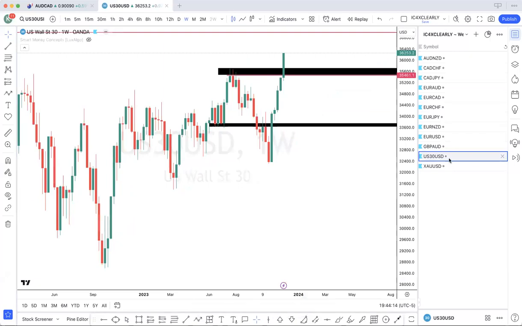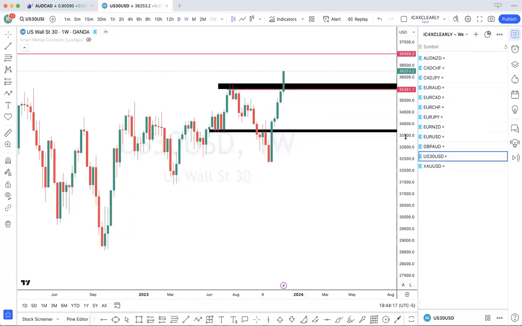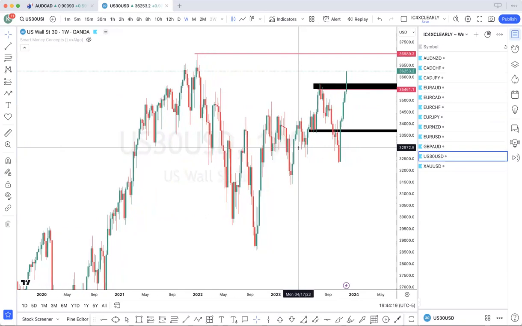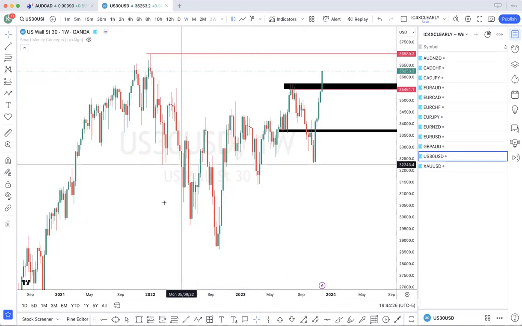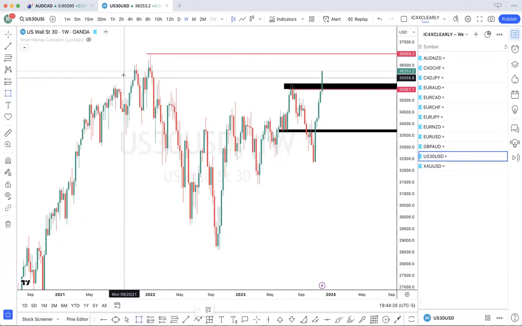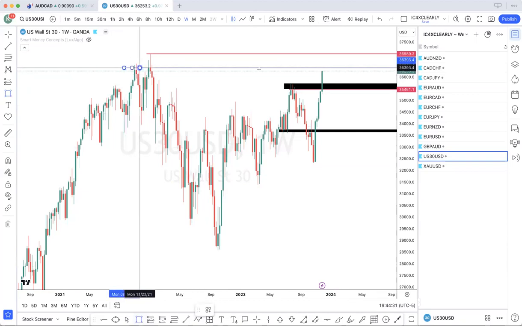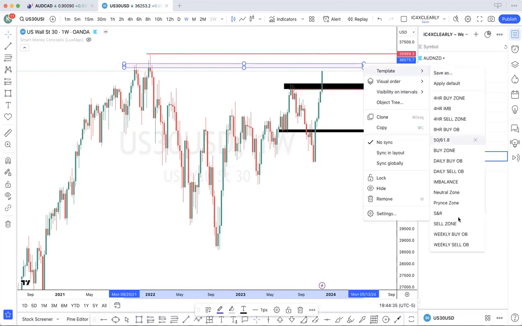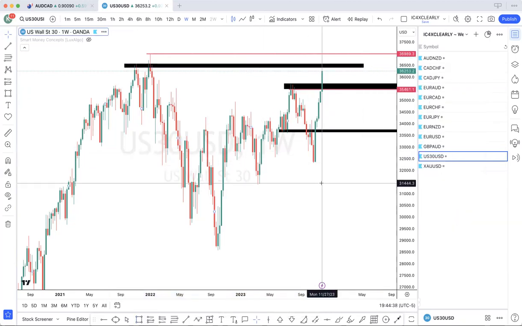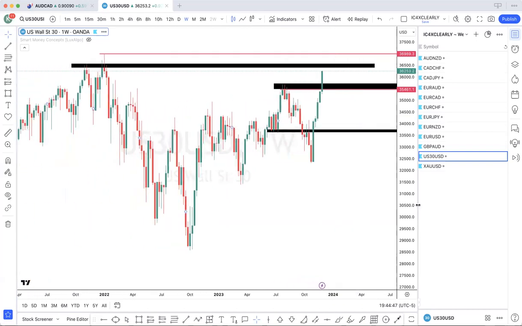Next, we have US 30. So we have a high over here for US 30. I am just going to mark up this zone here because, okay. So price may tap into this zone, pull back. This one is an easy money strategy candle.